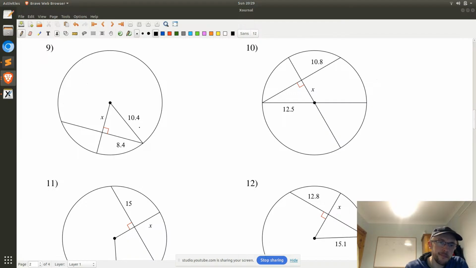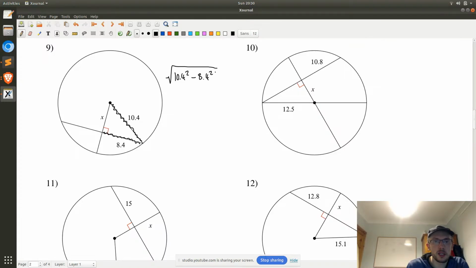Okay, 8.4, I'm almost sure it refers to this leg of the right triangle here, whereas 10.4, although a radius also, refers to the hypotenuse of this right triangle. So square root of 10.4 squared minus 8.4 squared, that should get us x. And we get 6.1 to the nearest tenth.